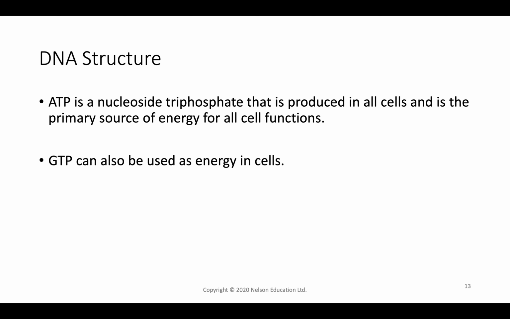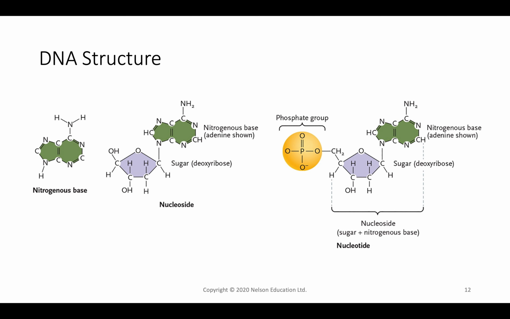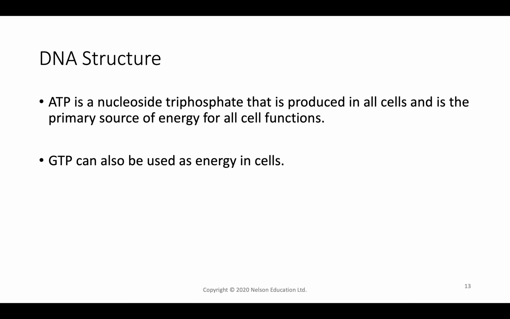ATP is a nucleoside triphosphate. Why do we call it a nucleoside? Because it does not have everything that we would need to call it a nucleotide. And it's produced in all cells, and it's the primary source of energy, as I mentioned, for cellular functions.